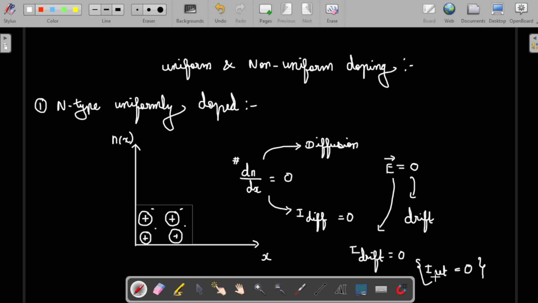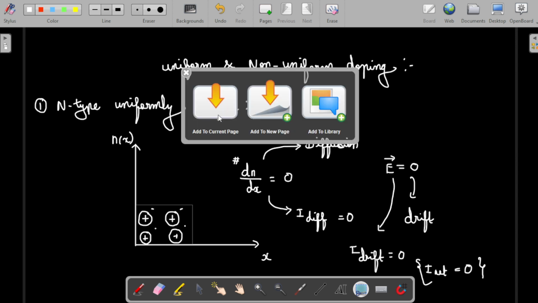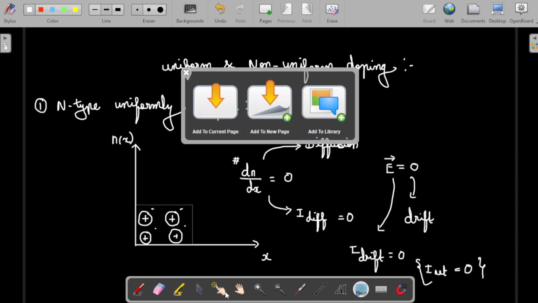The observation is that for a uniformly doped n-type material with no external battery supply applied, the net current flow will be 0. This is just the equilibrium state, where no external or internal disturbance is happening. This is one observation we are getting. Let's discuss further, the similar thing for p-type and n-type also.